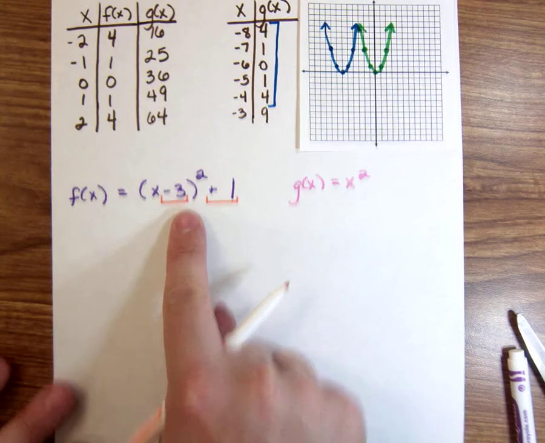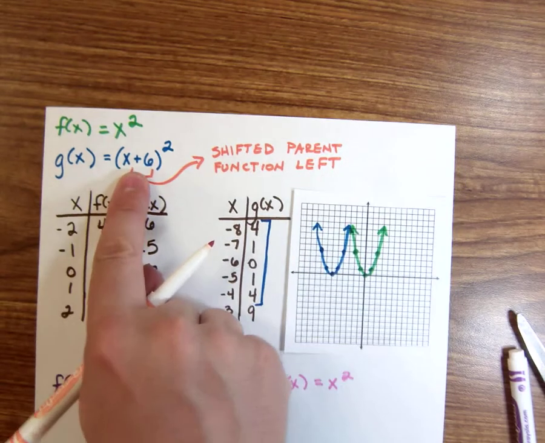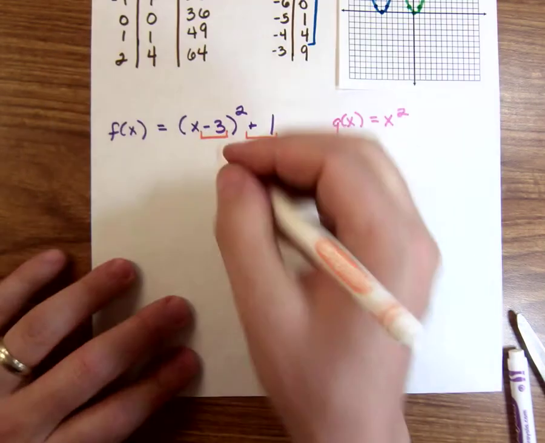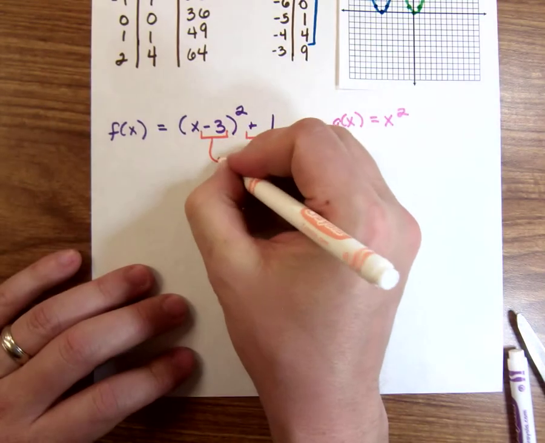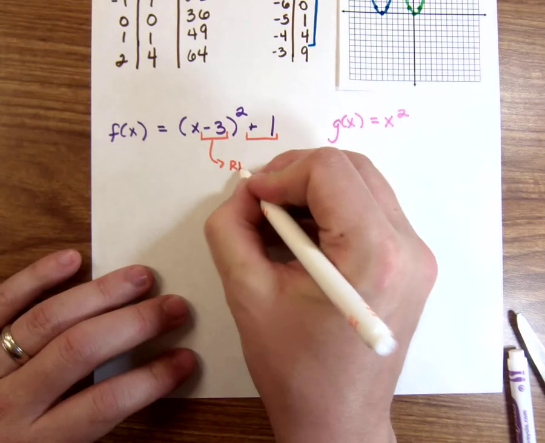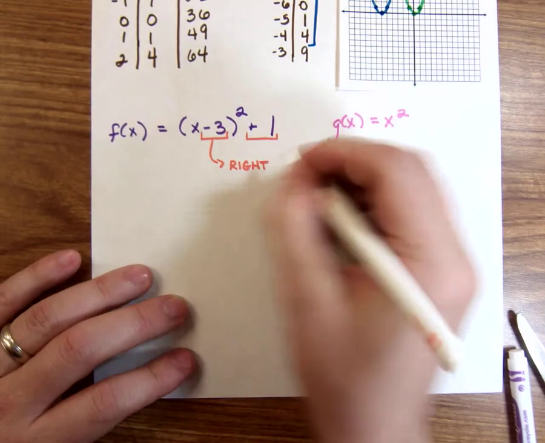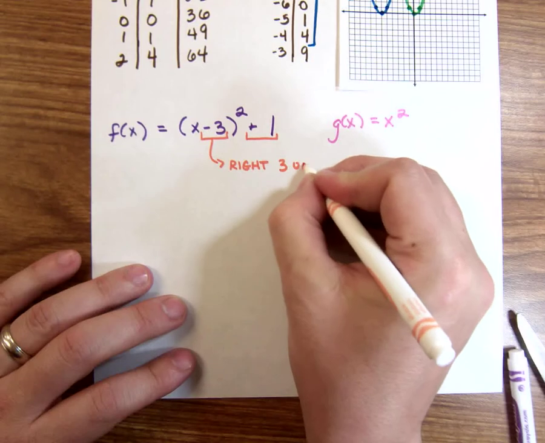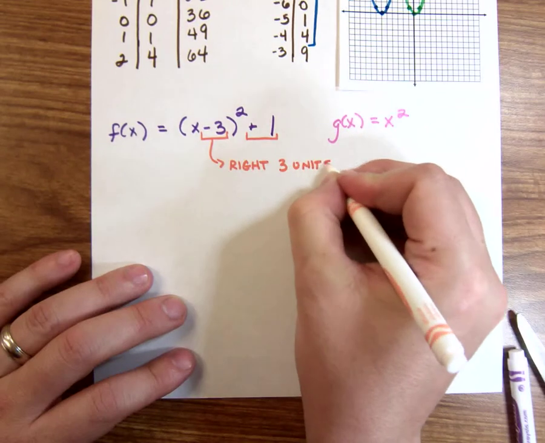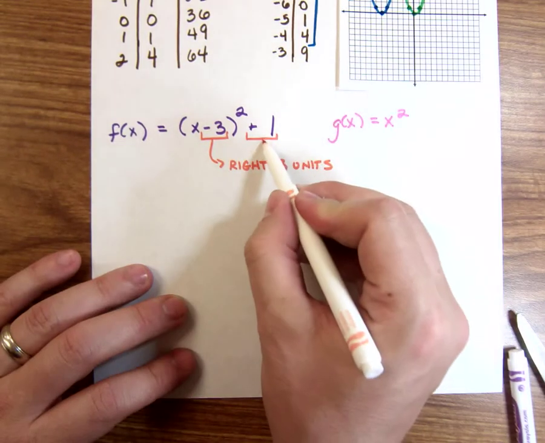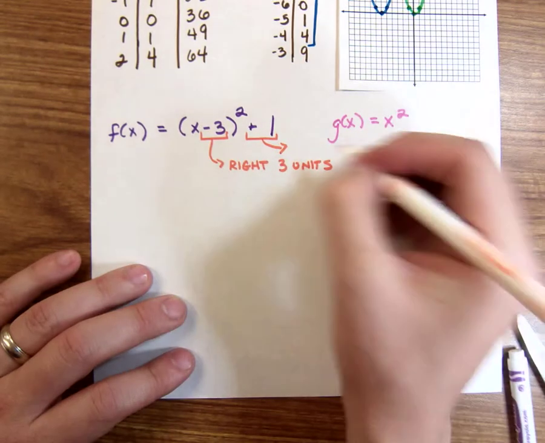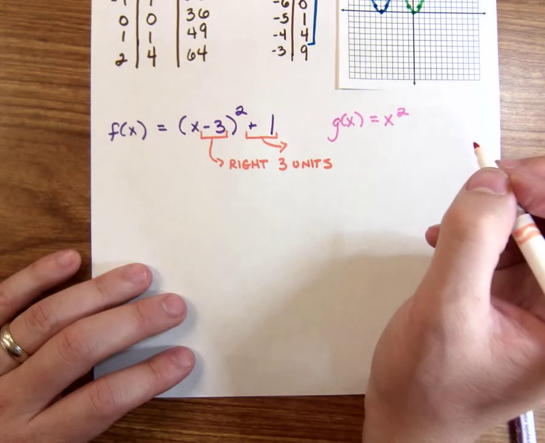To the left 3? To the right. Plus 6 moved it to the left. So we're thinking this is right 3 units. And what do you think the plus 1 is going to do? Add one more. To what though? How's it going to move?